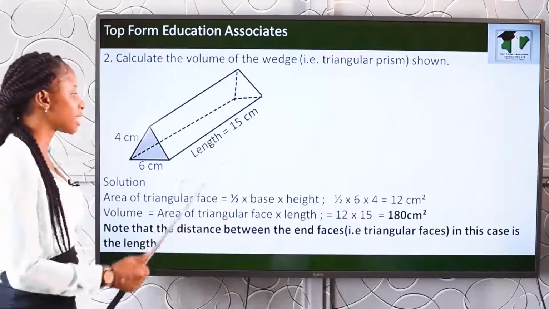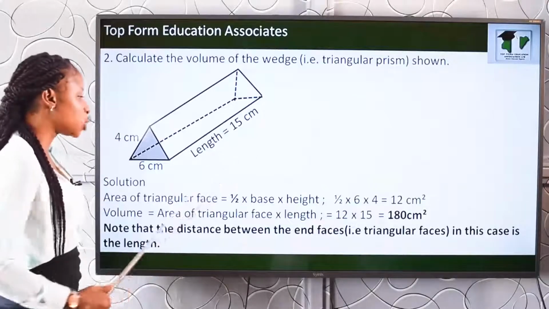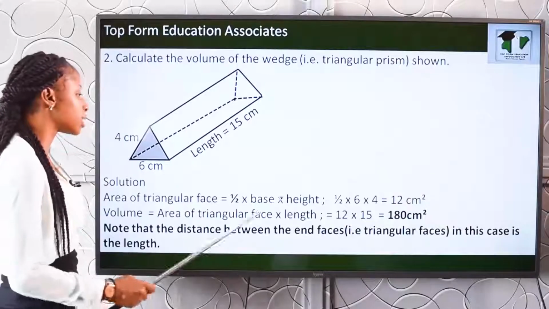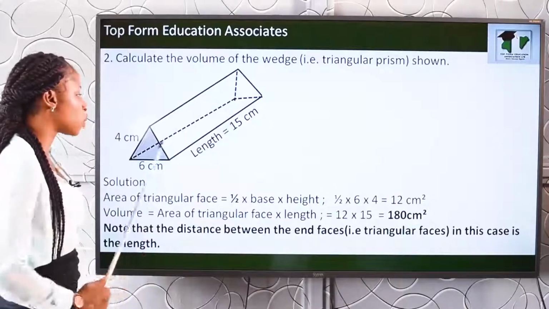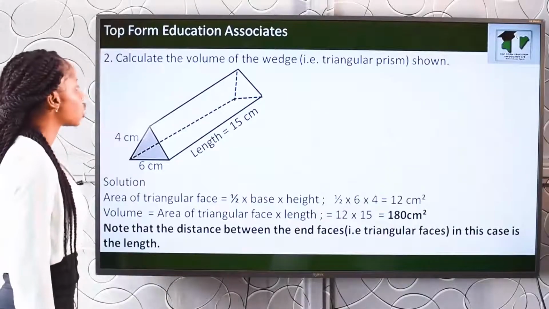Remember in the previous example, the distance was called the height. It can be used interchangeably, okay? So the distance here was the height. So the volume of this wedge is 180 centimeters squared.